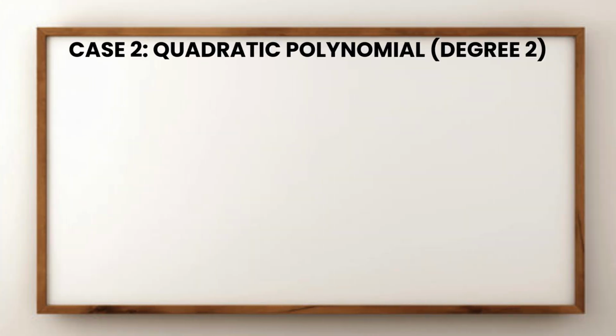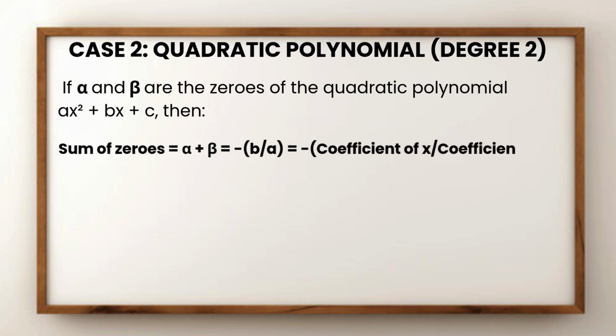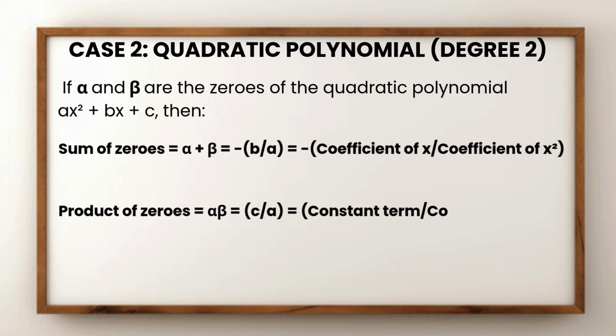So, to summarize, if alpha and beta are the zeros of a quadratic polynomial ax square plus bx plus c, then sum of zeros, alpha plus beta is equal to minus of b by a, which is minus of coefficient of x by coefficient of x square, and product of zeros, alpha into beta is equal to c by a, which is constant term by coefficient of x square. These formulas are extremely useful in solving quadratic equations quickly.